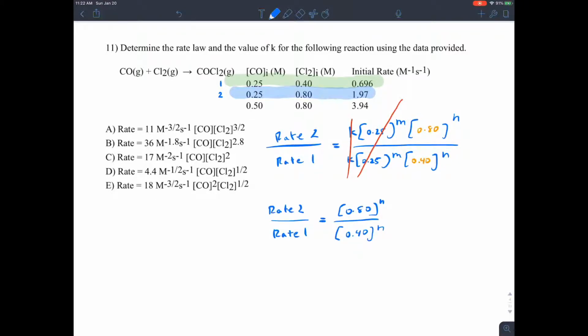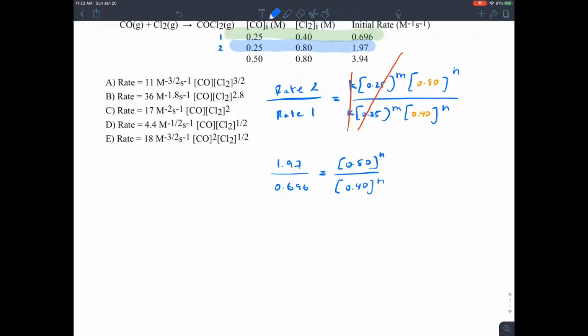Now let's start including some numbers. The rate of 2 is going to be that 1.97 that I see in row 2. So let's replace that. That's going to be 1.97, like I said before. That means we can replace rate 1, which was 0.696. Cool. So pretty much now, all I need to do is solve for n. And if we use a little bit of algebra, we can get to where we need to be.